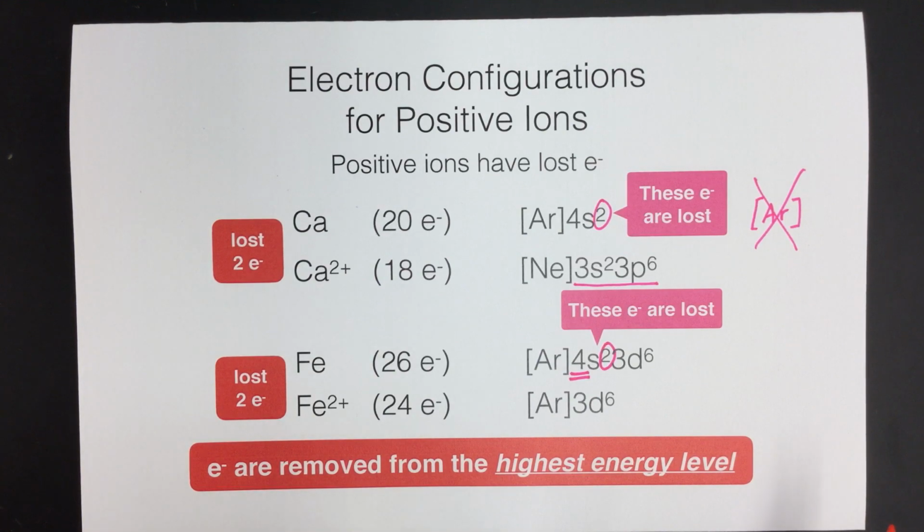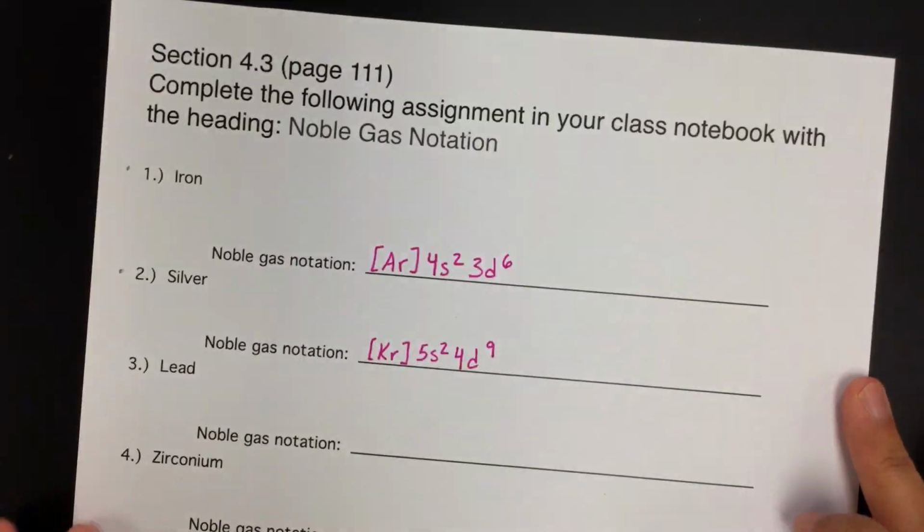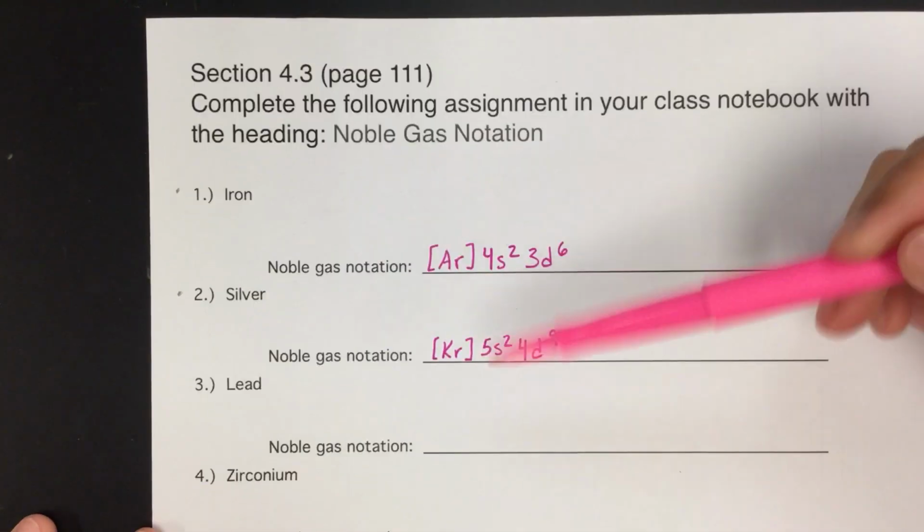So we'll do an example from your noble gas notation homework assignment, one with a positive charge and one with a negative charge. Okay, so remember, this assignment is to be copied into your notebook. These are 2 questions we did in a previous video.